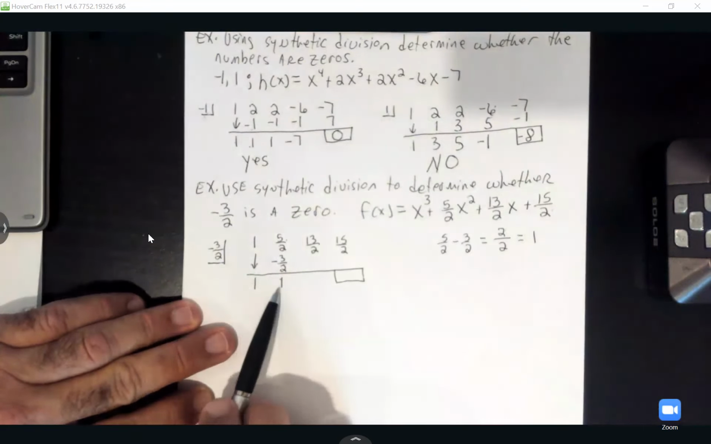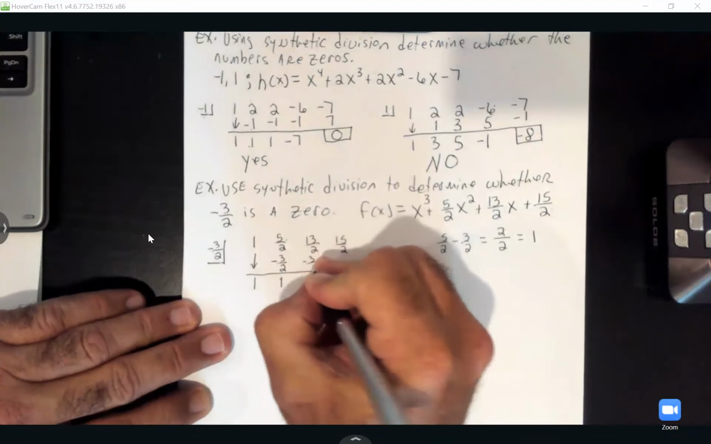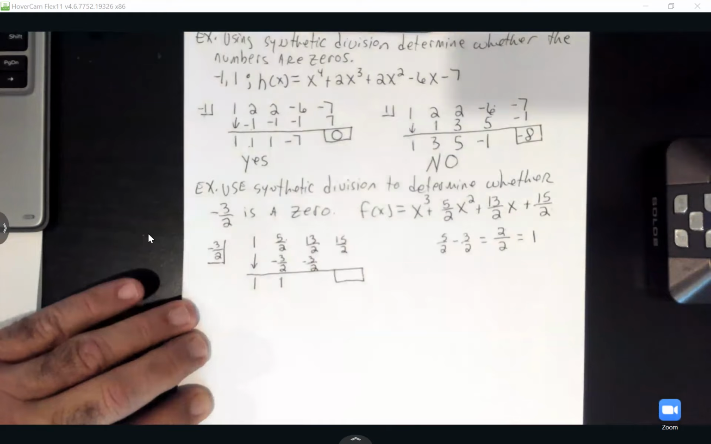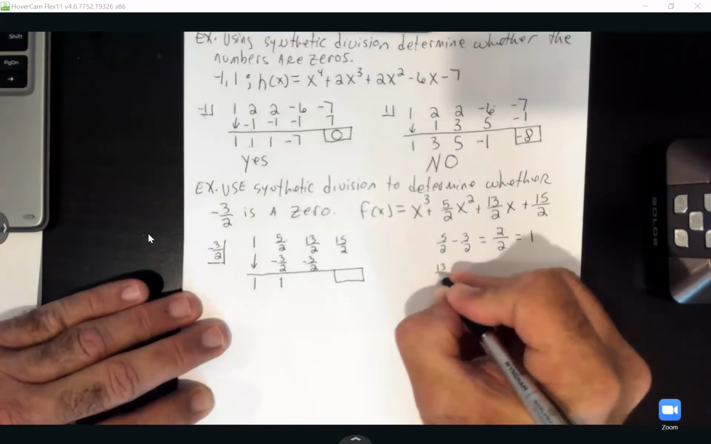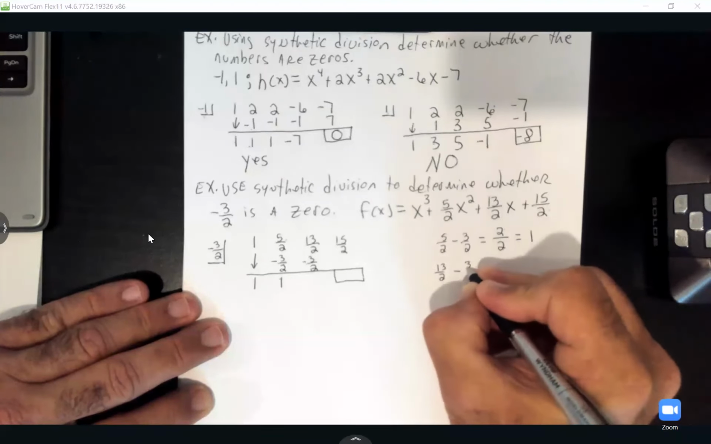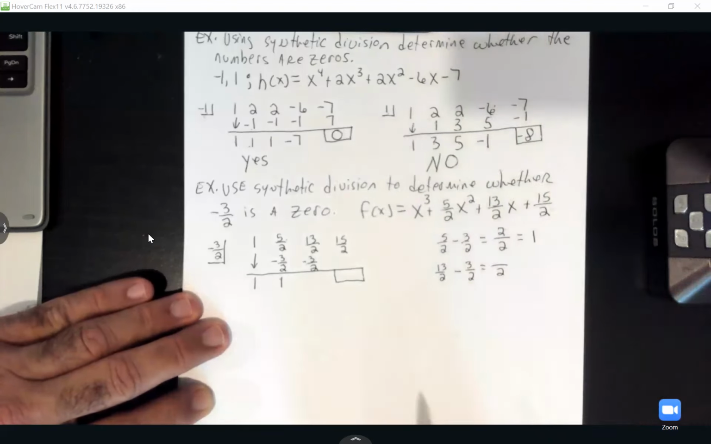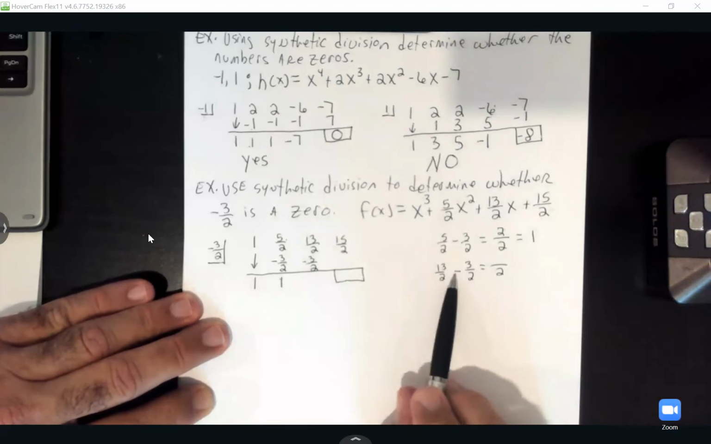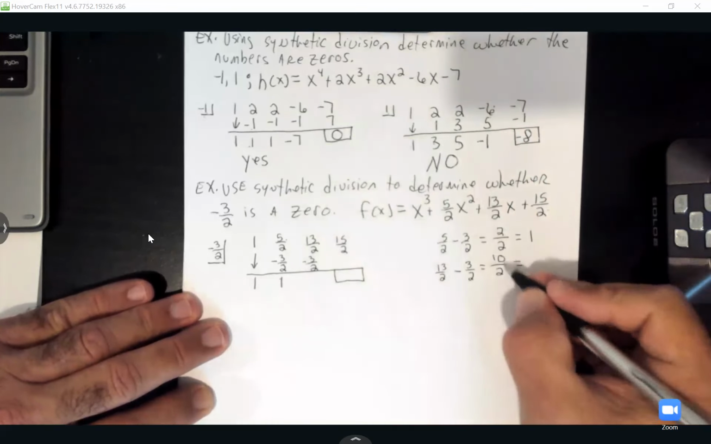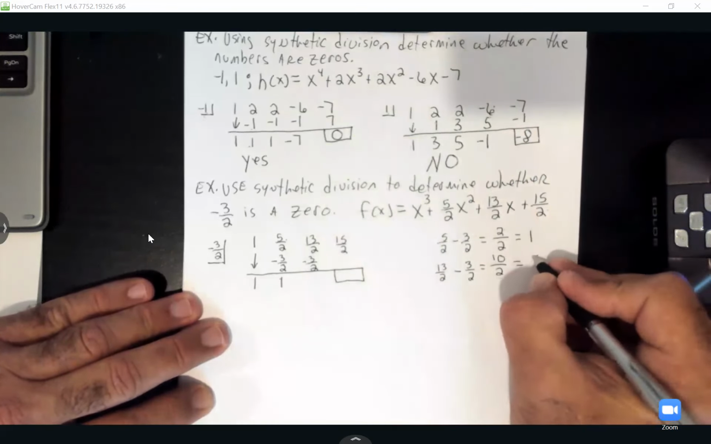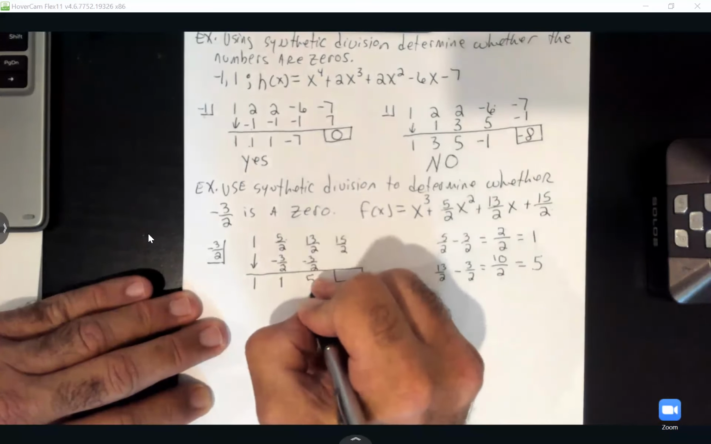All right, let's go. 1 times negative 3 halves is a negative 3 halves. So let's see what this gives me. 13 halves minus 3 halves. Remember, that's going to be over 2 at the moment. So 13 minus 3 gives me 10 on top. But y'all, 10 divided by 2 will simplify to a 5. So I get a 5 right here.